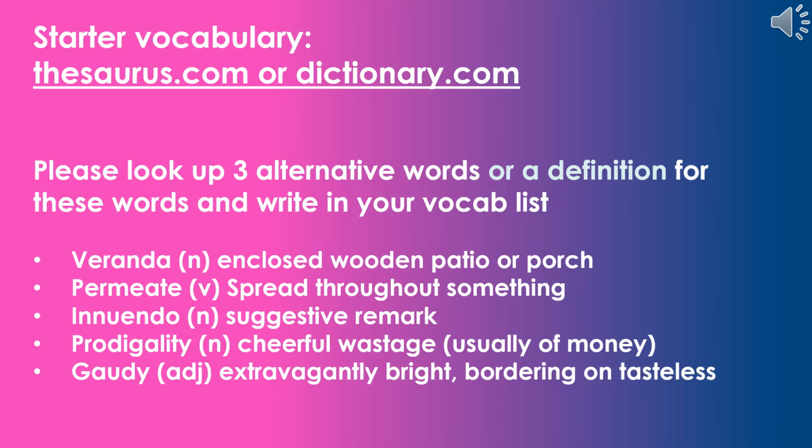A veranda is an enclosed wooden patio or porch. Permeate means to spread through something. Innuendo is a suggestive remark. Prodigality, cheerful wastage, usually of money. Gaudy, extravagantly bright, bordering on tasteless.